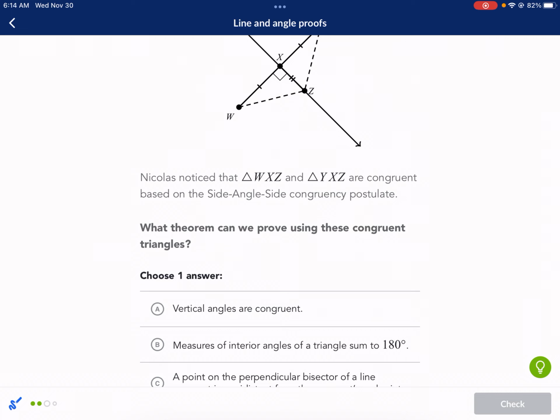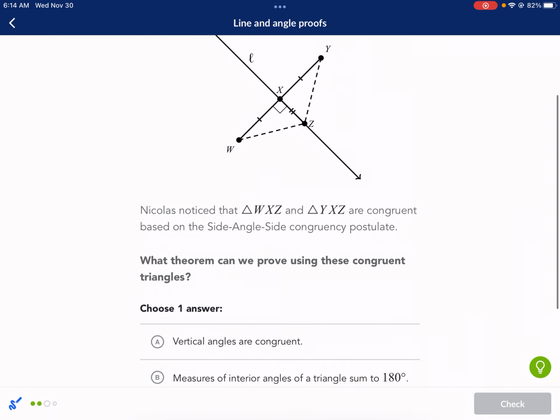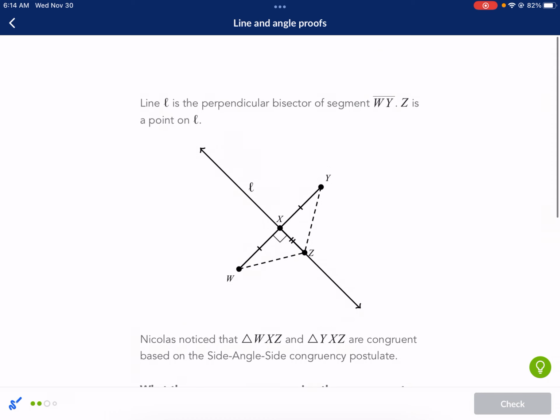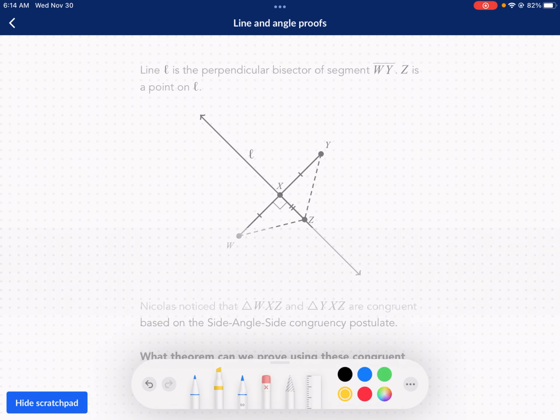Nicholas noticed that triangle WXZ and triangle YXZ are congruent based on the side angle side congruency postulate. Let's talk about that real fast. Okay, so we have these two triangles here. I'll make them different colors. So side angle side, that means that they have a same side, and it's right there. It's saying that that side is congruent.